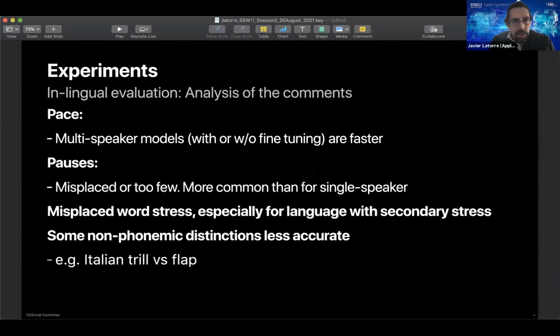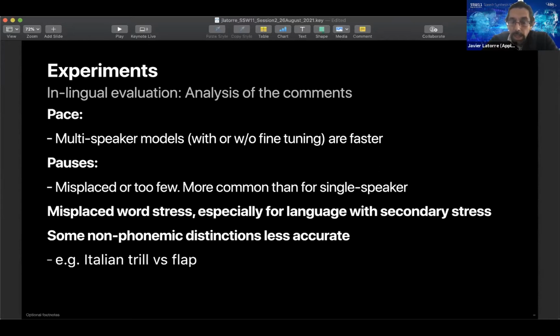Something that we also ran, that was the work of Charlotte Bayel, really, and was extremely helpful, was an analysis of the comments of the subjects. Because the numbers only indicate how good or bad a model is with respect to the others, but we don't know why. The 2 main complaints of people for the multi-speaker, multi-language model were pace and pauses. So all the multi-speaker models, regardless of whether with or without fine-tuning, are much faster. And I think that's probably similar to one of the results of one of the speakers this morning, that they noticed that they were faster.